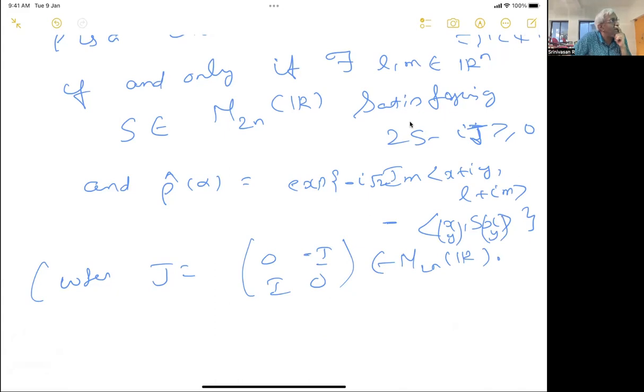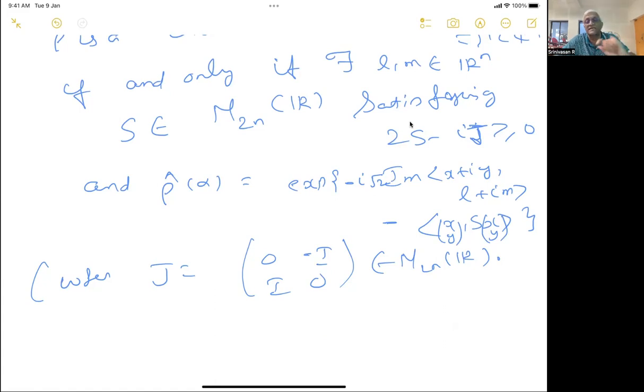Actually, we haven't quite proved it. We proved one direction. For the remaining direction, I have to prove something about the positive definite kernel. Okay, I forgot. So I will clarify it in the next class. We still want to consider what are all the possible S satisfying this condition, 2S minus iJ greater than or equal to 0. That is our aim now. So I will finish the proof. Whatever the gap is, I will fill it in the next class.